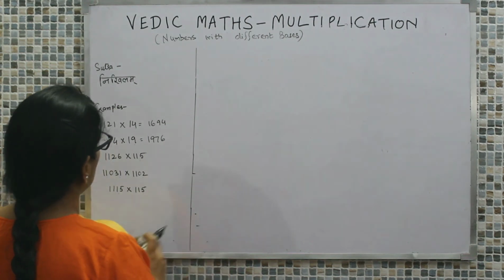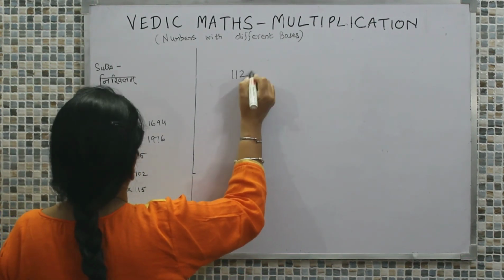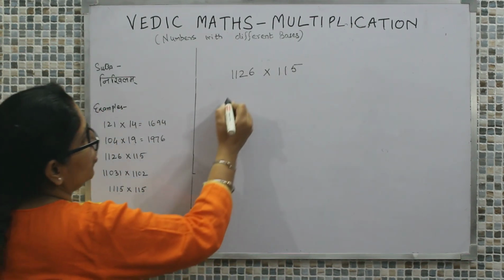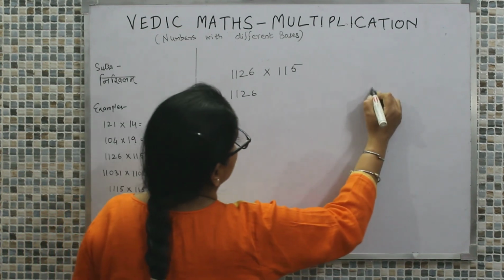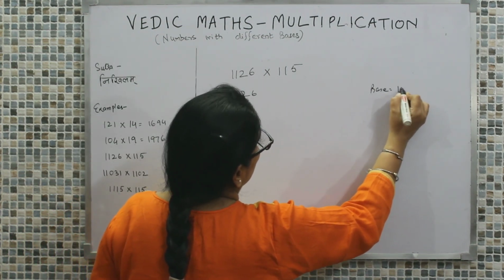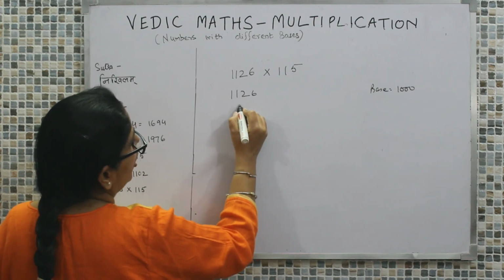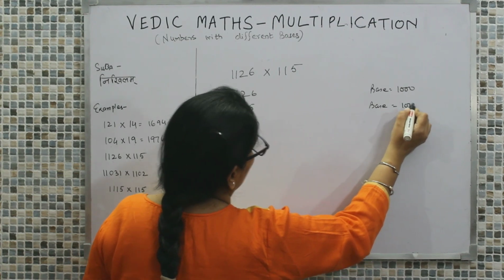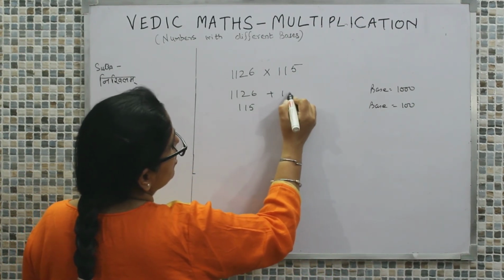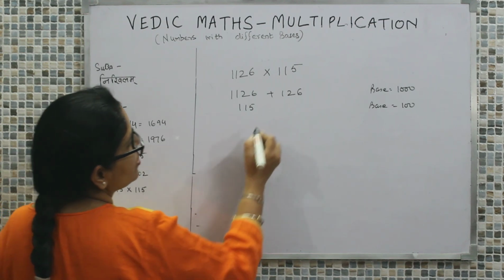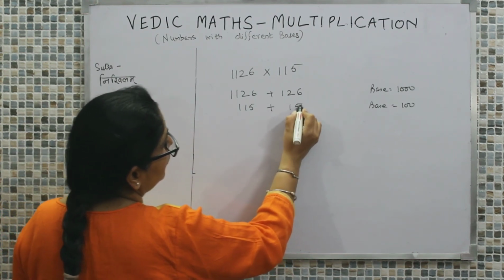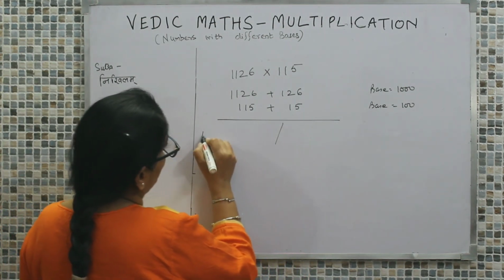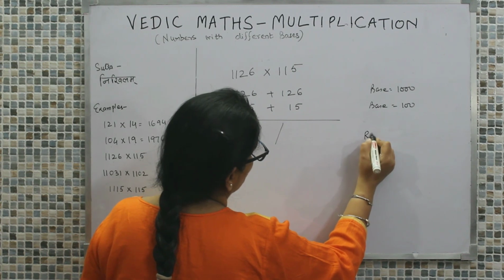Taking the next example, next is 1126 into 115. So 1126 has the base value of 1000 and 115 has the base value of 100. Now this value is 126 excess of 1000 and this value is 15 excess of 100. Now the LHS portion and the RHS portion.